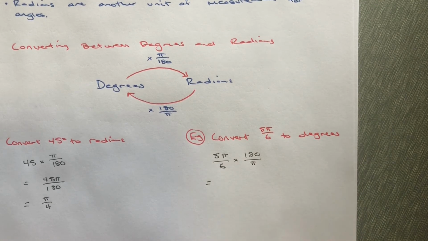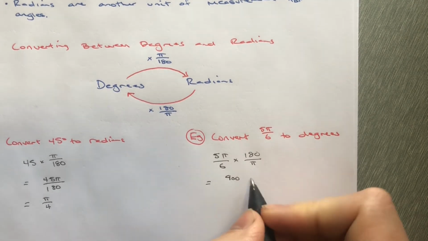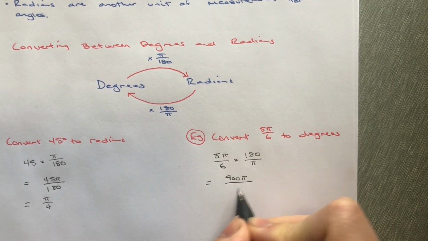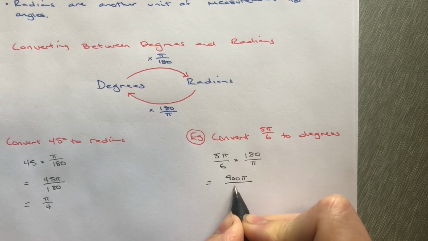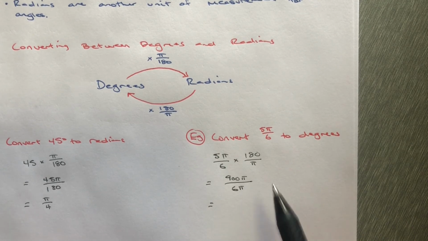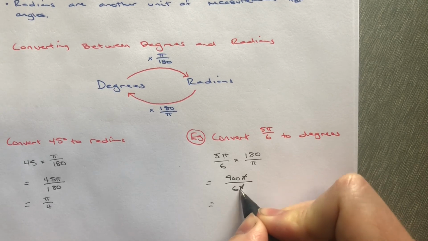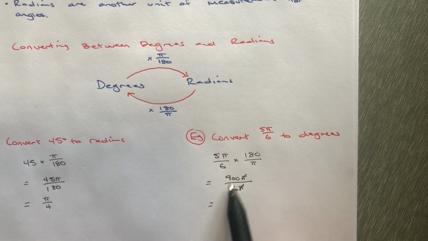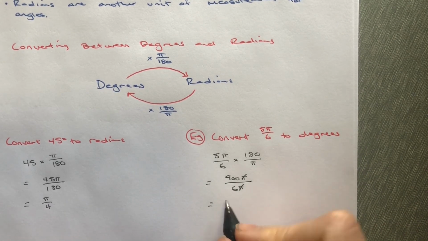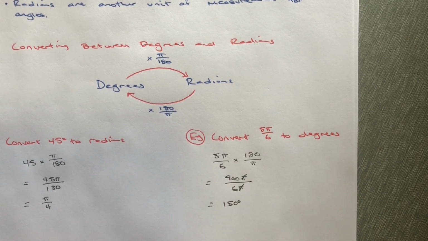So hopefully we can remember how to multiply fractions. This is going to be 900 pi divided by 6 pi. Okay, now we can see here that we can cancel those pi's out. And then if we divide 900 by 6, it gives us 150. So that's going to be 150 degrees.